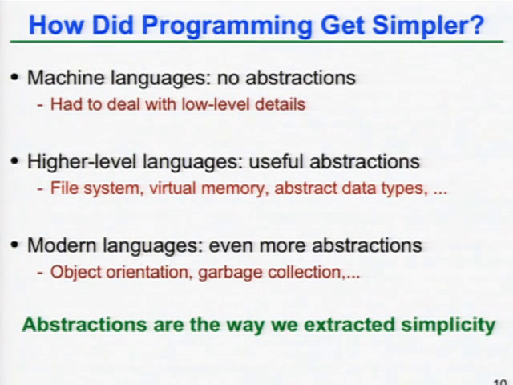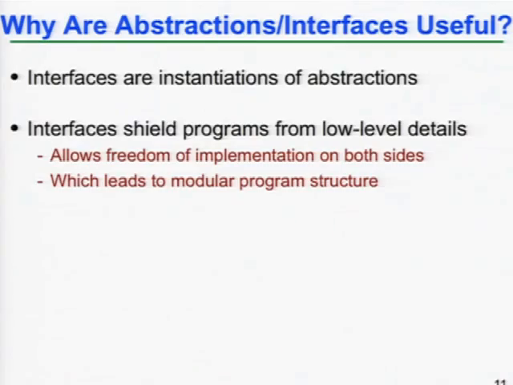And the lesson was that abstractions are the way we extracted simplicity in this case. By defining these abstractions that we could use, our task became simpler and simpler. So why are these abstractions useful? Interfaces are really just instantiations of abstractions. So why are abstractions or interfaces useful? Well, it's obvious. You all use them, that they shield you from low-level details, right? You allow freedom of implementation on both sides. If you have a clean interface, then how you implement this module is independent of how you implement this one. So you can define a modular programming structure.